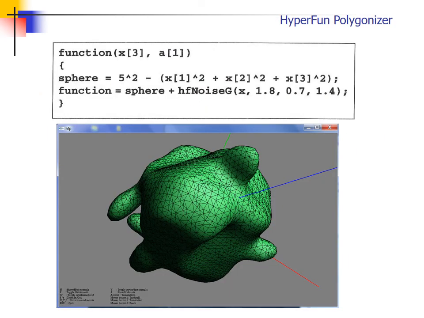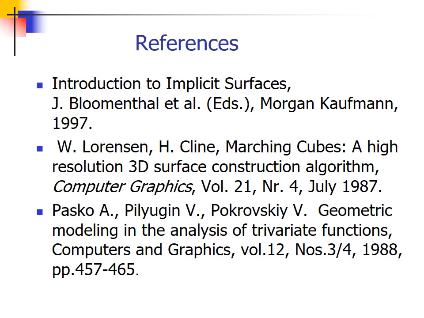On this slide you can see a piece of code in the Hyperfun language describing an abstract shape, a sphere with additional noise, and below there is a rendered image of the shape. Here is a list of references where you can find additional information about algorithms for extraction of isocontours and isosurfaces.